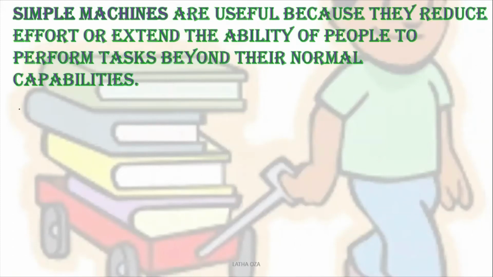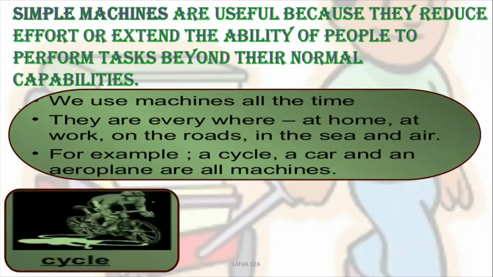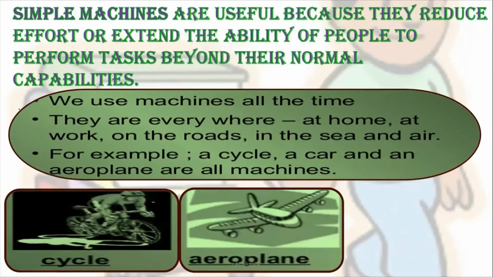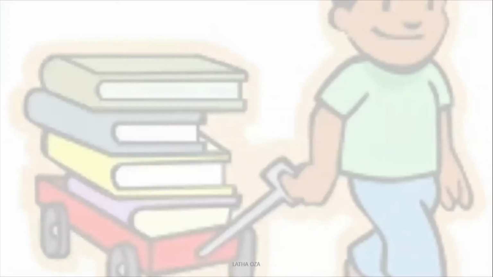Simple machines are useful because they reduce the effort or extend the ability of people to perform tasks beyond their normal capabilities. We use machines all the time. They are everywhere, at home, at work, on the roads, in the sea, and in the air. For example, a cycle, a car, and an aeroplane are all machines.